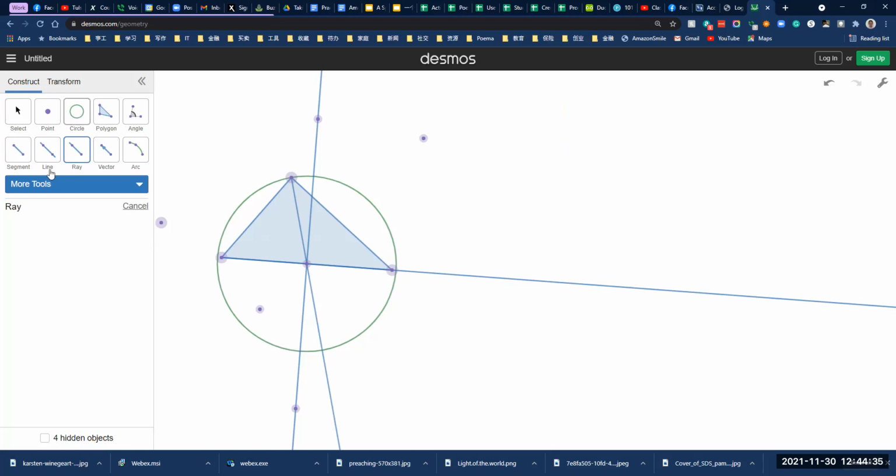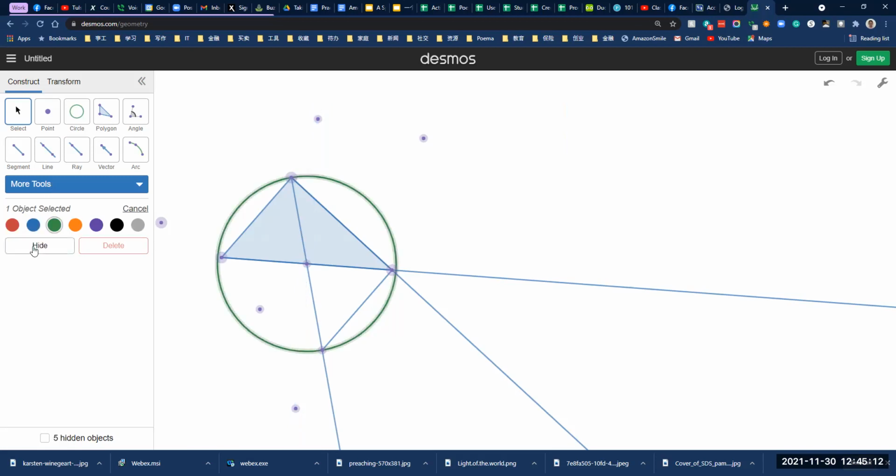And then we're going to do from here to here. Now, there is one more thing we need to do: we're going to extend this side. And you'll see why. Okay, we don't need this anymore. We don't need that. Hide it.